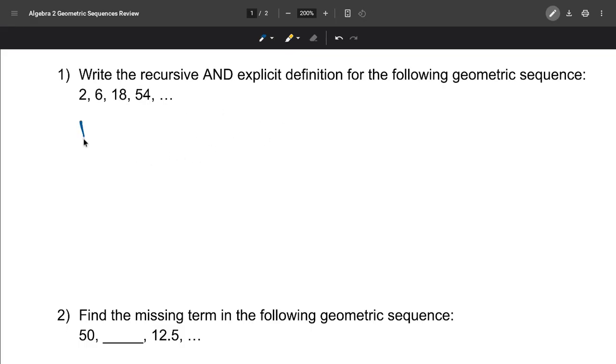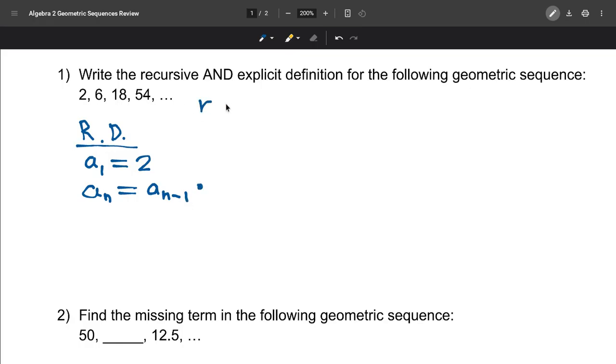Alright, so the recursive definition has two parts, and I'm just going to abbreviate that as RD. So we have to have the first term, we'll call that a sub 1, and that is 2. And then we have the nth term, a sub n, is going to equal the term before it, a sub n minus 1, and we're going to multiply that by the common ratio r.